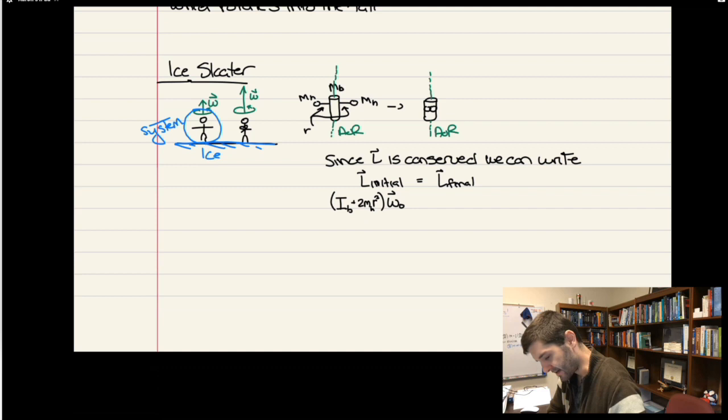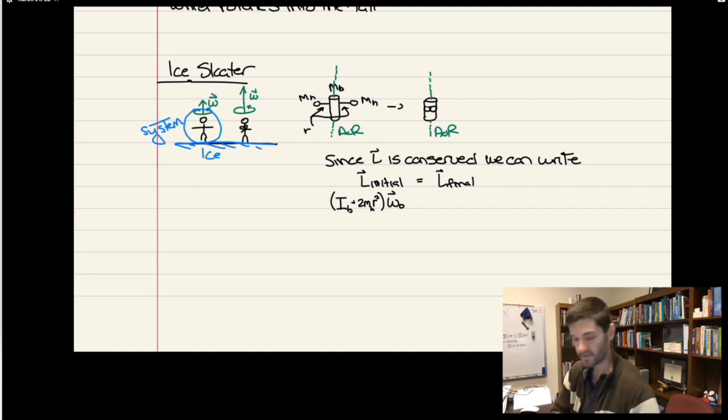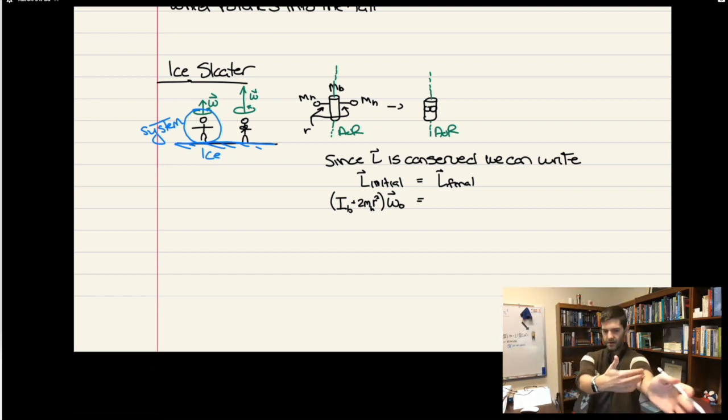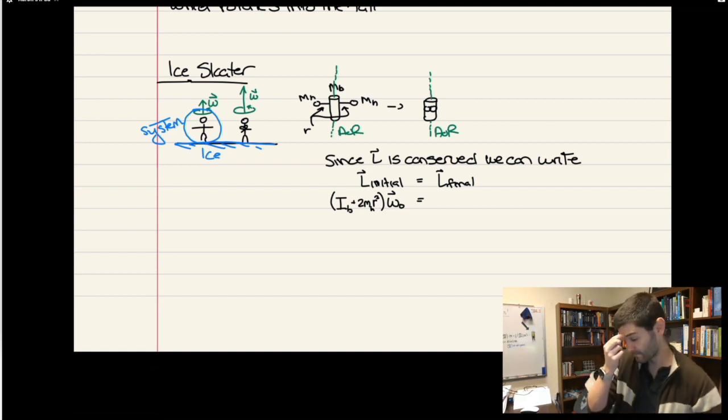So the idea is that if I want, this is an extended body. So I can write the initial angular momentum as the rotational inertia of the body, and then there are the mass of the hands times r squared, where maybe this distance here is r. This distance here is r. The length of the arm really is what that represents.